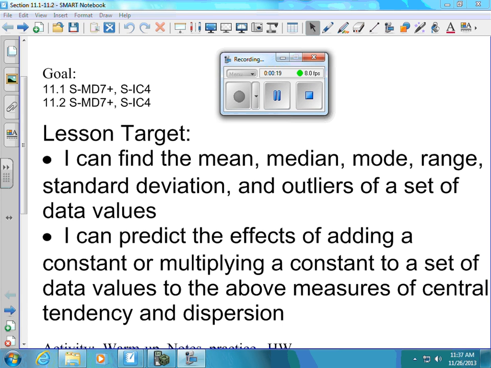And we're going to see what happens when we add a constant to a data set or multiply by a constant, and how that might change our measures of central tendency and dispersion. Your mean, median, and mode are central tendency, and dispersion is range and standard deviation.